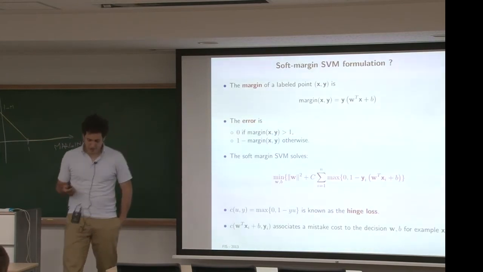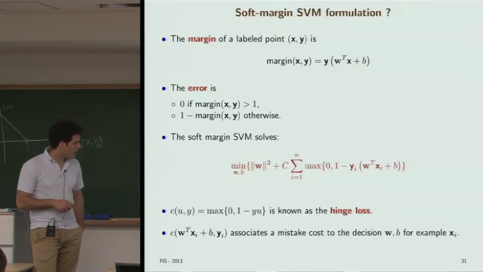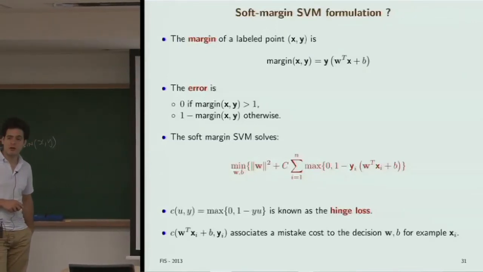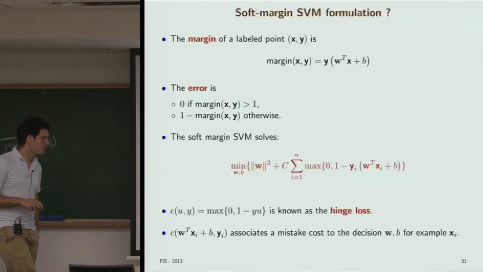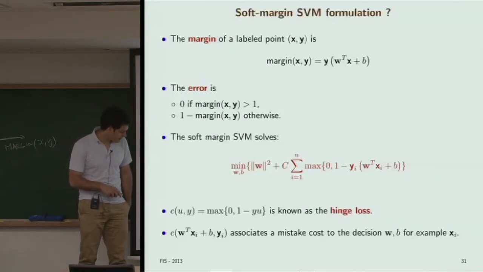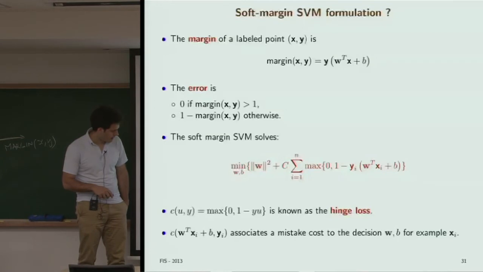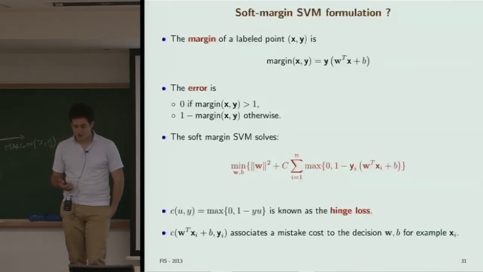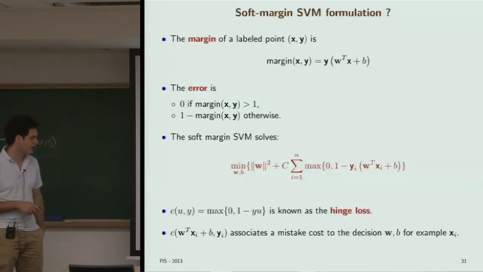So the SVM with the soft margin, so-called the soft margin now, is the following. It's to solve the minimum over W and B of the norm of W squared, so the inverse of the margin here, plus C times this quantity here. So this quantity here is known as the hinge loss, basically. The hinge loss between U and Y, this is the hinge loss. And this plays a very important role in the support vector machine with a soft margin.